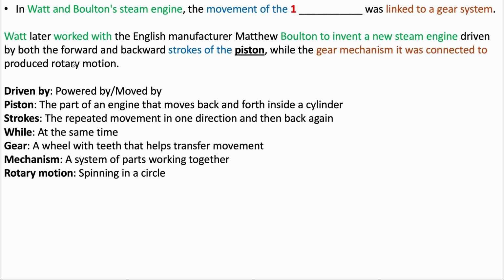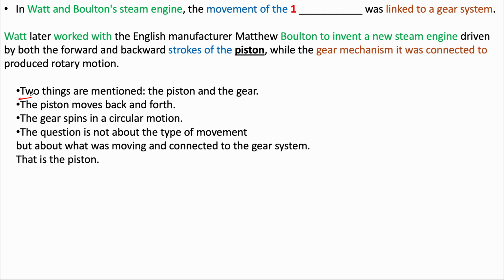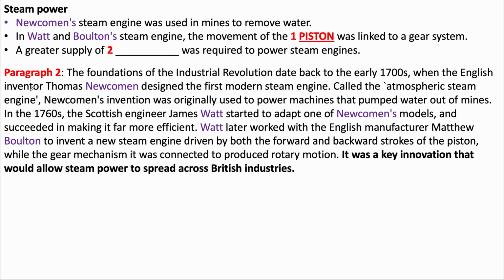Now we have two things moving, the piston and the gear. The question asks about the thing that is connected to the gear system. The passage says the gear mechanism it was connected to. It refers to the piston. So, two things are mentioned, the piston and the gear. The question is not about the type of movement, but about what was moving and connected to the gear system. That is the piston. So, the answer to the first question is piston.